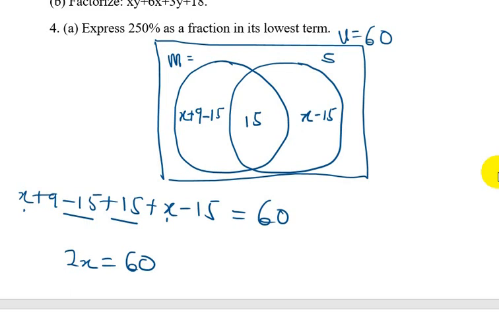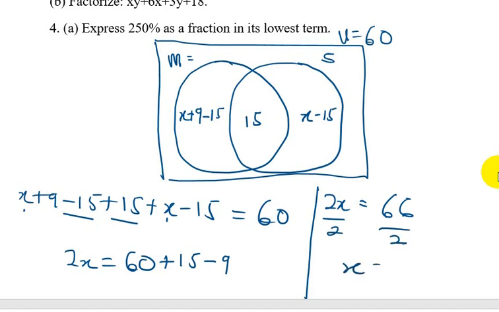Now minus 15 crossing to be plus 15, and plus 9 crossing, okay, also will be minus 9. So we are going to get 2x being equal to, now 60 plus 15 is 75, minus 9 is going to give us 66, okay, 66. So divide here by 2 and divide here by 2. So we're going to get x being equal to what? 33. So the x equals 33.